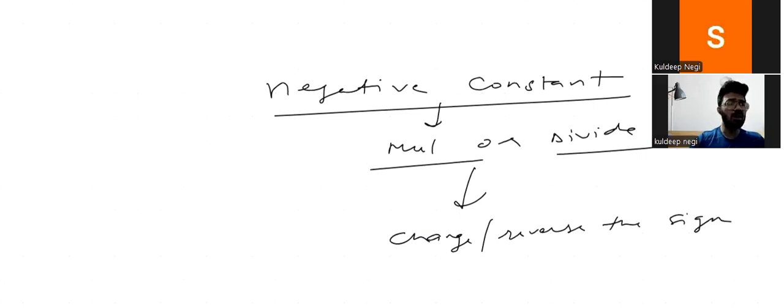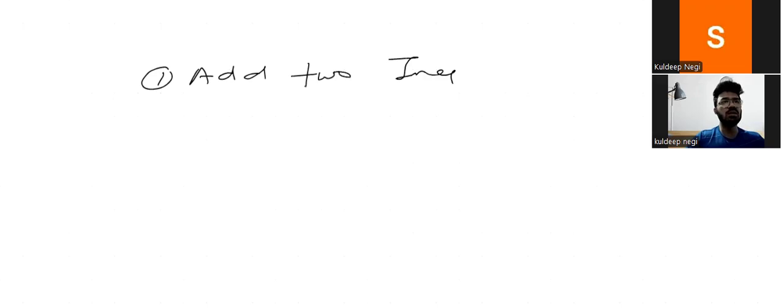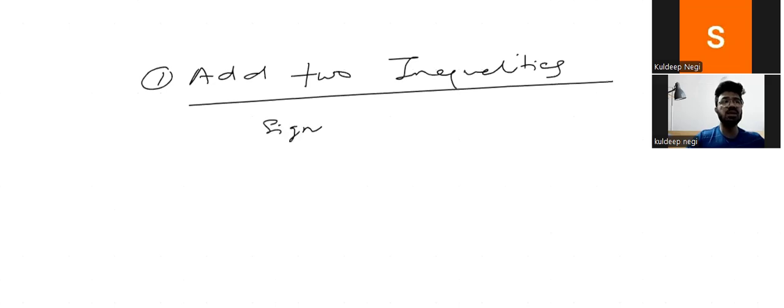The next concept of inequality is that if you want to add two inequalities, the signs must be exactly the same. If this is the sign in the first inequality, this must be the same sign in the second inequality.